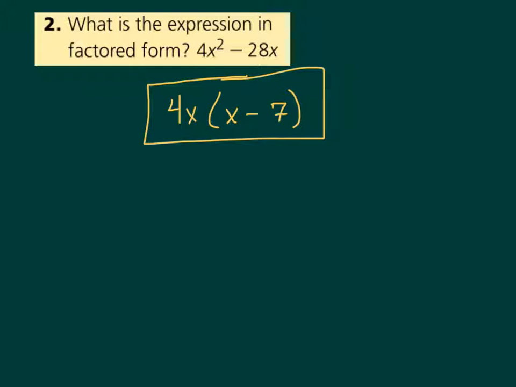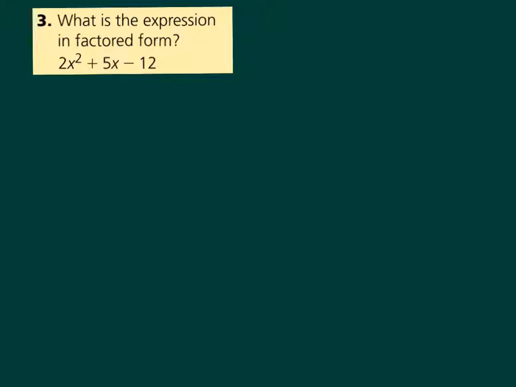So when are you finished factoring? When you cannot factor anymore. We have 4x, we have x minus 7. So this is a situation where the quadratic does not factor as a product of two binomials, but that's what happens here. What is this expression in factored form?